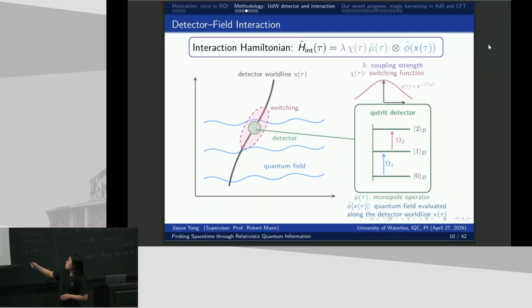Here, mu of tau is a monopole operator that describes the internal structure or the state transitions of the Unruh-DeWitt detector. And phi here is a quantum field evaluated along the trajectory of the detector's worldline x of tau. So you will have local interactions along your worldline, and phi is just the quantum field operator evaluated along this trajectory. This is the interaction Hamiltonian we will use to model the detector-field interaction.